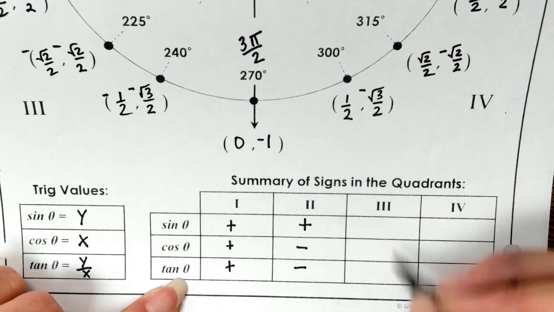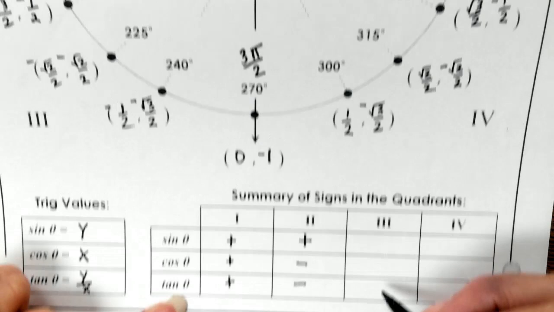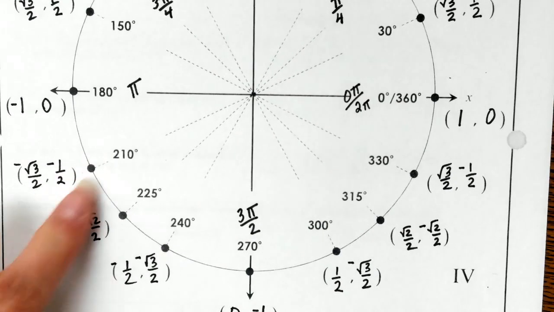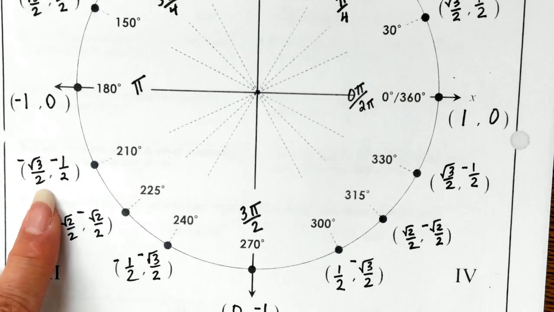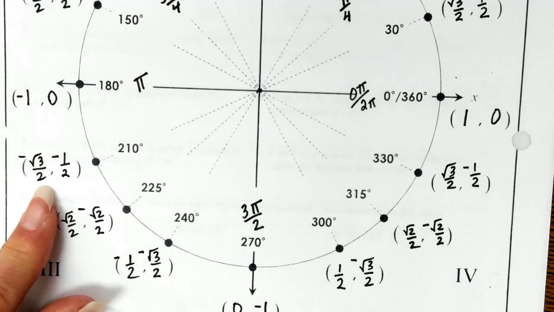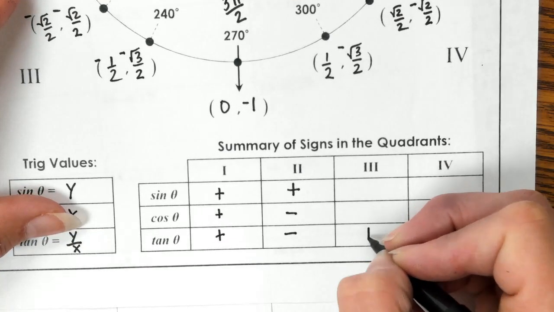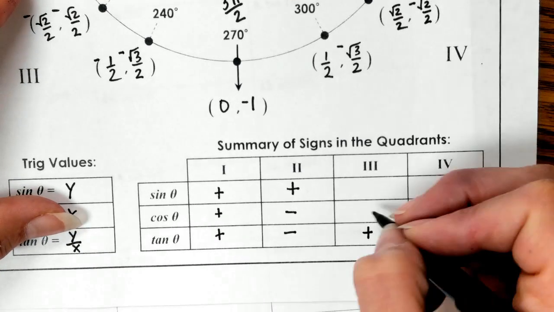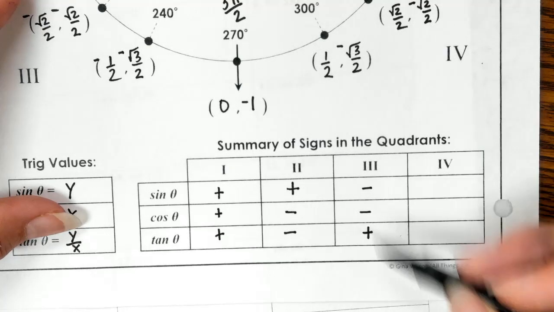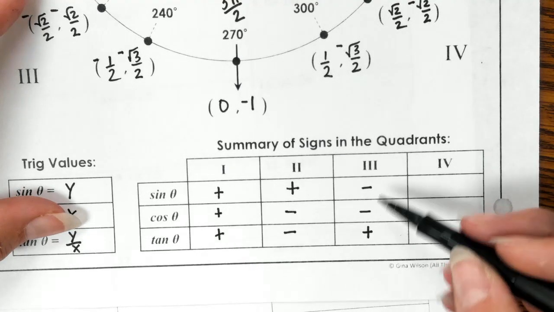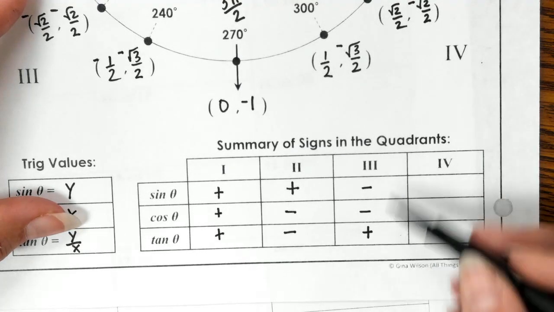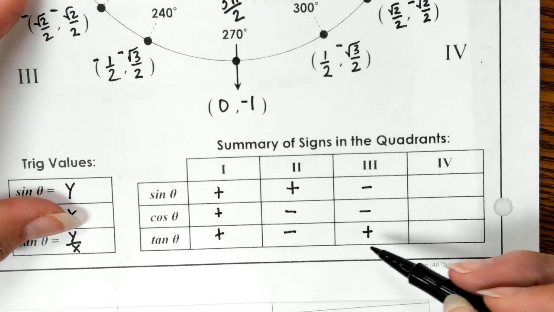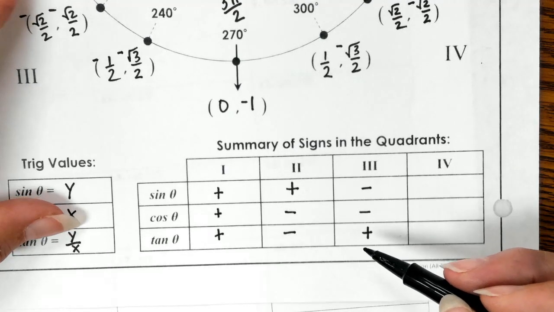If you're talking about the third quadrant, x and y are negative, so sine and cosine are both negative, but tangent is y over x. And what happens when you have a negative over a negative? It turns positive. So in quadrant 3, both sine and cosine would be negative answers, but tangent would happen to be positive in quadrant 3.